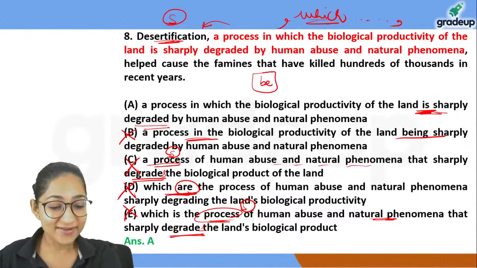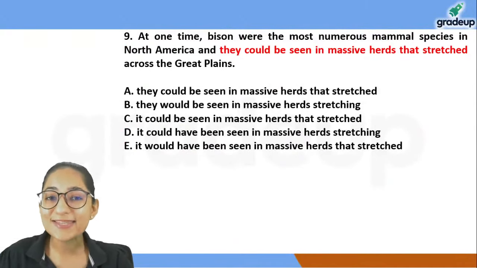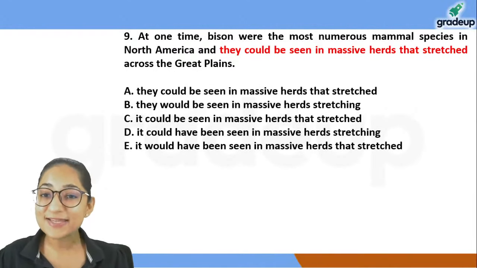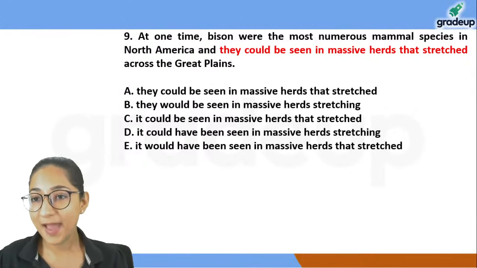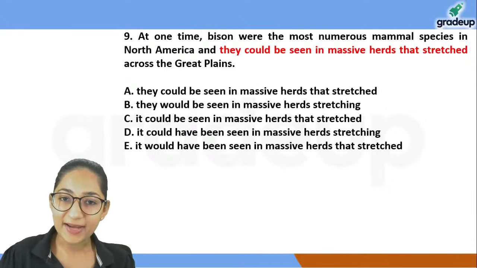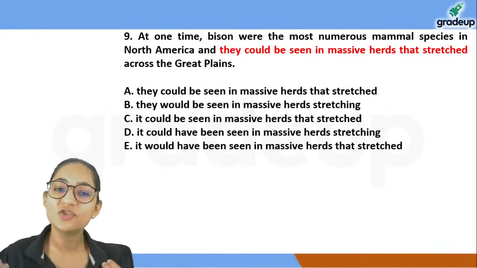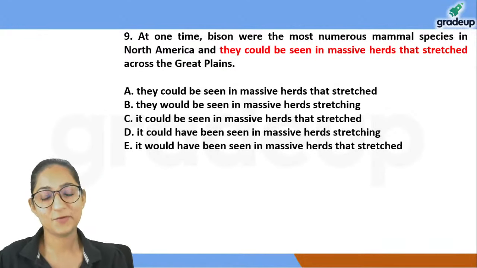Okay, all right guys, let's move forward to the second last question of the day. At one time, bison were the most numerous mammal species in North America, and they could be seen in massive herds that stretched across Great Plains. What do you say?